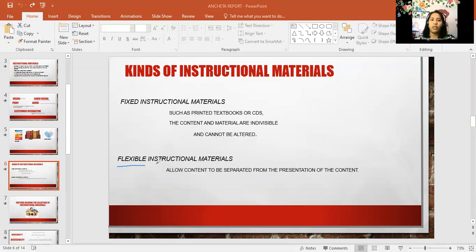Next is the flexible instructional materials. These allow content to be separated from the presentation of the content. It means the content of the material can be separated from the presentation of the content.